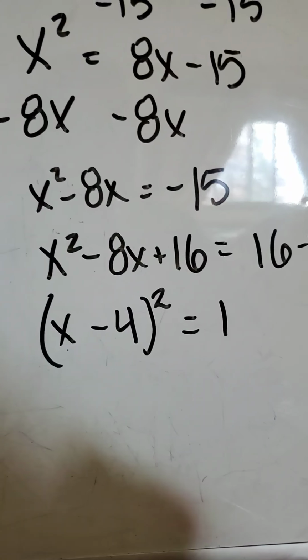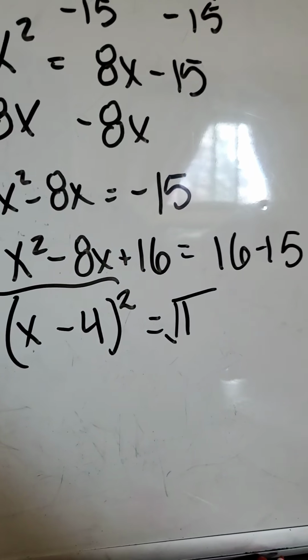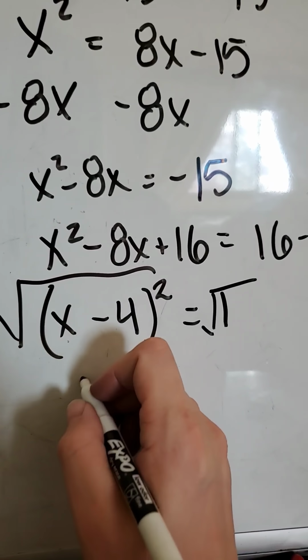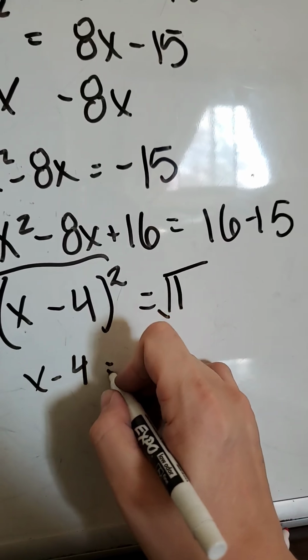All right, now we're almost there. Now I'm just going to take the square root of both sides. The square root of this is x minus 4. The square root of this is positive or negative 1.